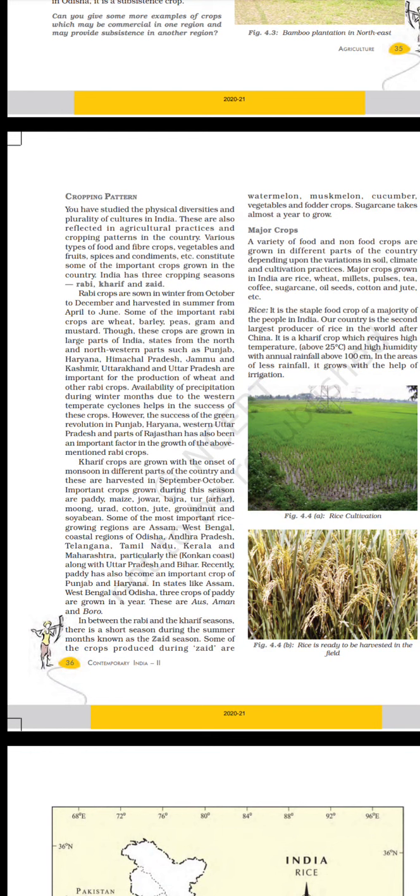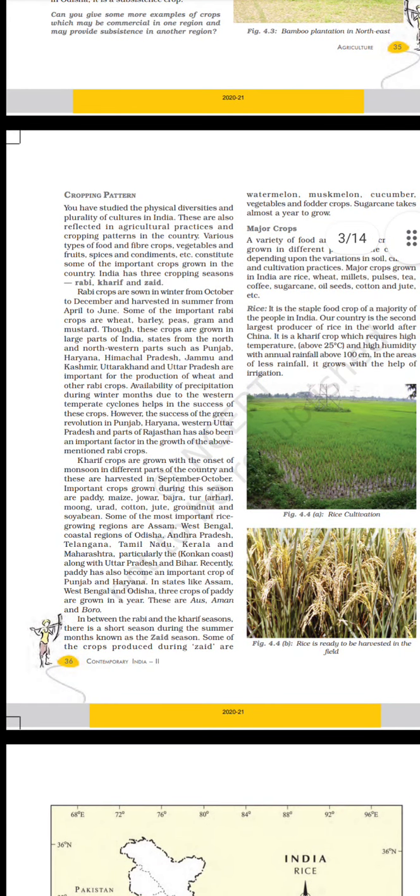Rice. It is the staple food crop of a majority of the people in India. Our country is the second largest producer of rice in the world after China. It is a kharif crop which requires high temperature, about 25 degrees C, and high humidity with annual rainfall above 100 centimeters. In the areas of less rainfall, it grows with the help of irrigation.